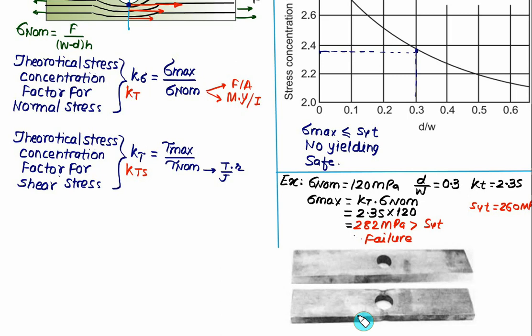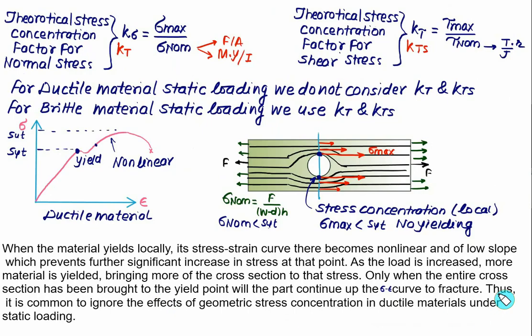That is the idea. In the case of ductile material, the value of KT and KTS is normally not considered. So it is common to ignore the effect of geometric stress concentration factors in ductile material under the case of static loading. But when we have fatigue loading, then you have to consider the geometrical stress concentration factor. It really matters where the maximum stress is produced. If the maximum stress is produced locally, then we say that there is local yielding, and over the entire cross section we have a stress equal to sigma nominal, which is much less than SYT, so yielding will not be there and the part is safe.